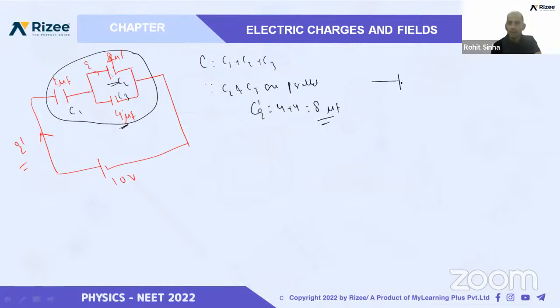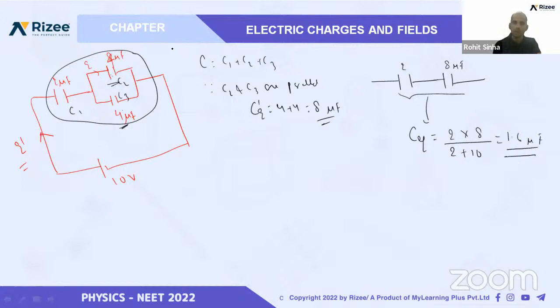Now it became 8 microfarad. What will the arrangement be now? 2 here and we got 8 microfarad here. These two are now in series combination, and the equivalent capacitance of two capacitors in series, we multiply them and divide by their addition. You know this. I have told you in the shortcut also. Using this shortcut we will solve it. We will get 1.6 microfarad capacitance. So we got the equivalent capacitance of this circuit. This is C is equal to 1.6 microfarad.